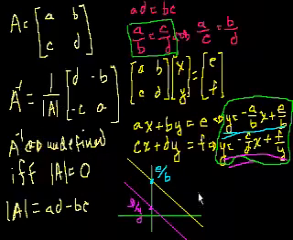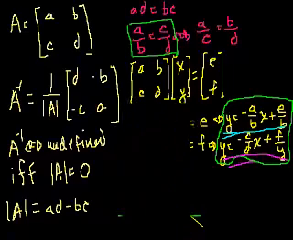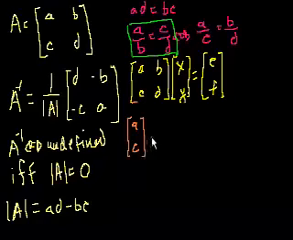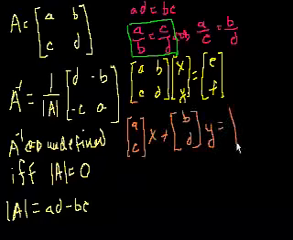So let's think about this in the context of the linear combinations of vectors. So when we think of this problem in terms of linear combination of vectors, we can think of it like this, that this is the same thing as the vector AC times x plus the vector BD times y is equal to the vector EF.